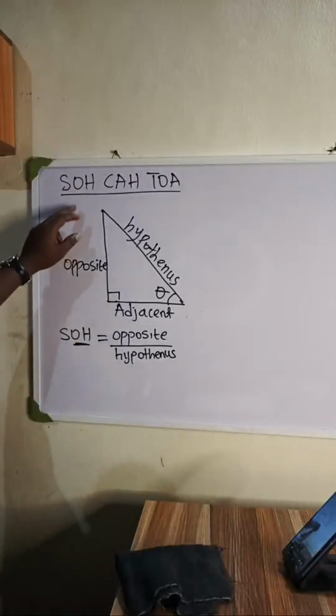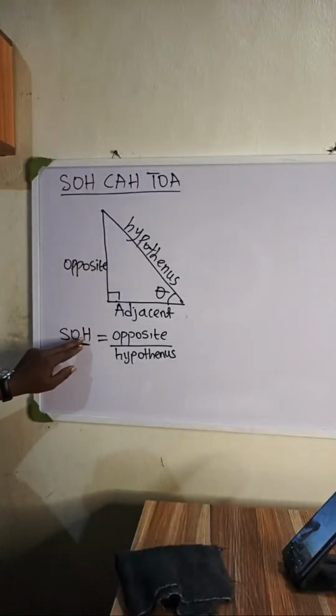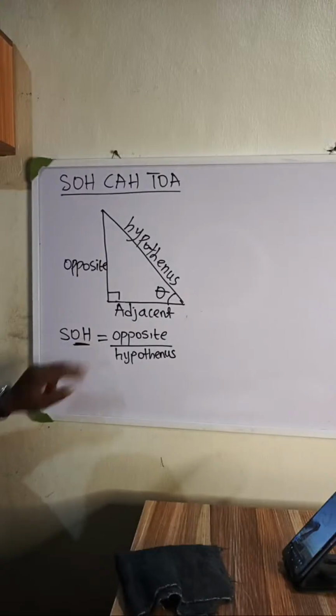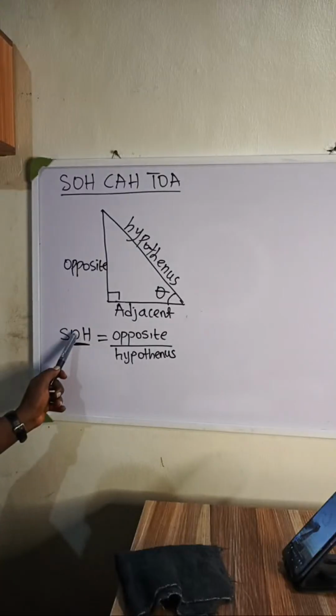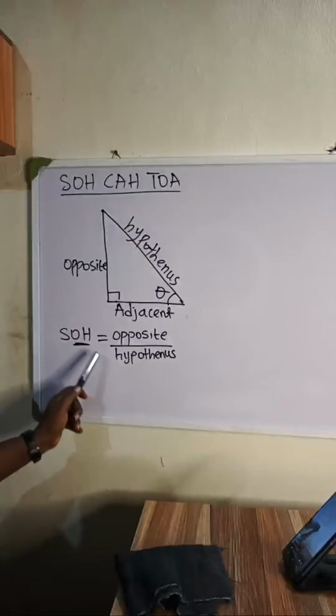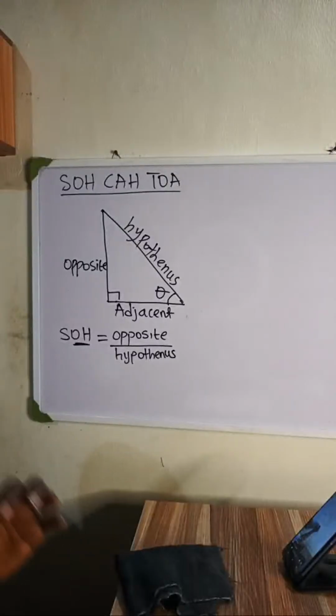So OH, opposite divided by hypotenuse. The O here represents opposite, the H here represents hypotenuse. So SOH means opposite divided by hypotenuse. Okay.